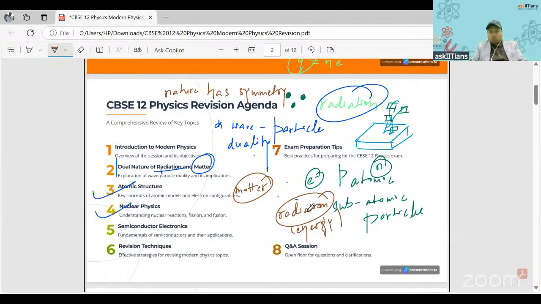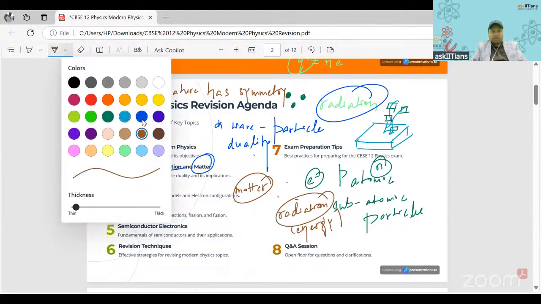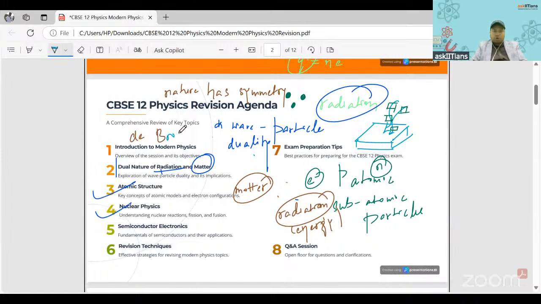So de Broglie, you must have heard of it. I'm just giving you the basics of it, right? So what did de Broglie think? De Broglie thought that as radiation has dual nature, as radiation can behave as particle also, can behave as wave also, then matter must also have dual nature, right? Obviously matter is made up of particles, so matter must have this particle nature, but matter also has wave nature, right?